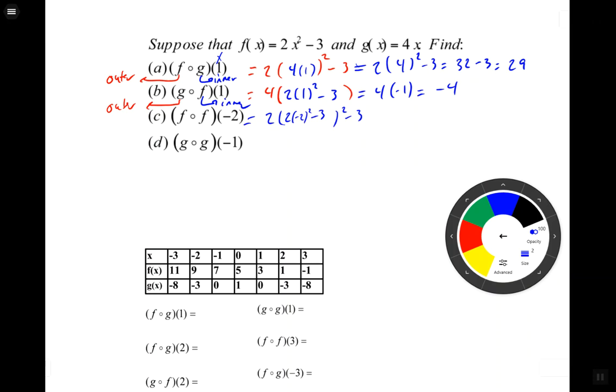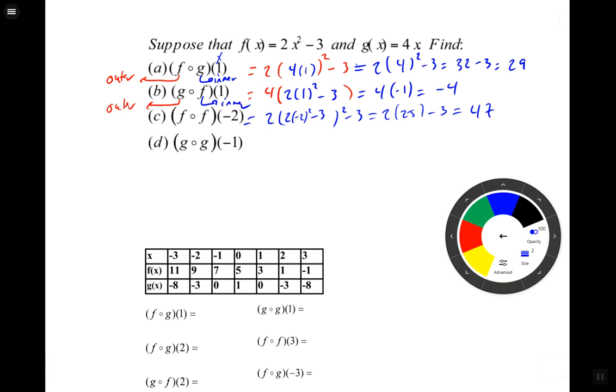Are we going to work our way out again? Starting inside, we start with the negative 2. Square it. What's negative 2 times negative 2? 4. What's 4 times 2? 8. What's 8 minus 3? 5. What's 5 squared? 25. So I'm now at 2 times 25 minus 3. What's 2 times 25? What's 50 minus 3? That wasn't bad.